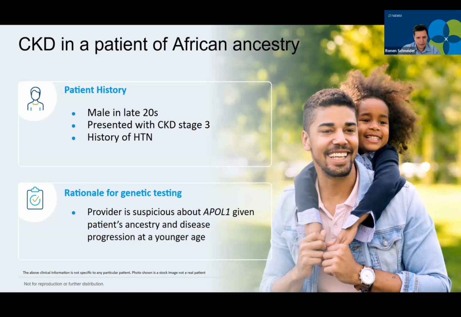This is a case of CKD in a patient of African ancestry, and I think it was discussed extensively by Dr. Collins before. In this case, a male in his late 20s presented with CKD stage 3 and hypertension, and the provider was suspicious about APOL1 given the patient's ancestry and disease progression at a younger age, and offered the genetic testing. Next slide, please.